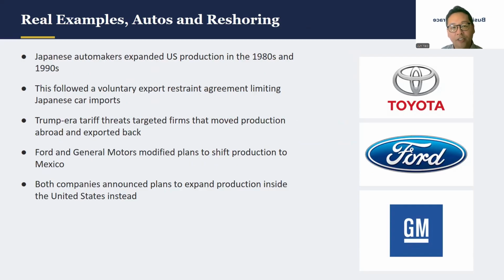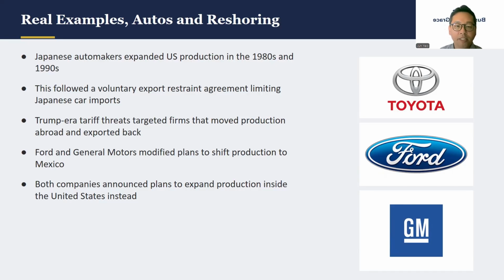Let's look at two concrete examples. In the 1980s and 1990s, Japanese automakers built a large amount of new manufacturing capacity inside the United States. This was partly a response to a voluntary export restraint agreement between the US and Japan that limited how many Japanese cars could be imported. Rather than accept a hard limit on exports, Japanese firms simply moved production into the United States itself.